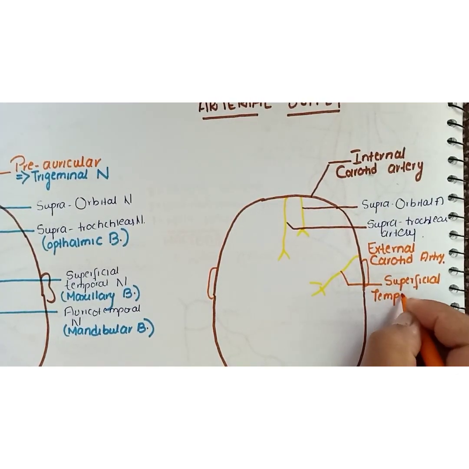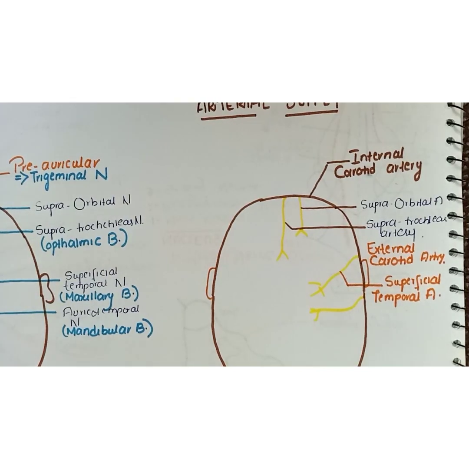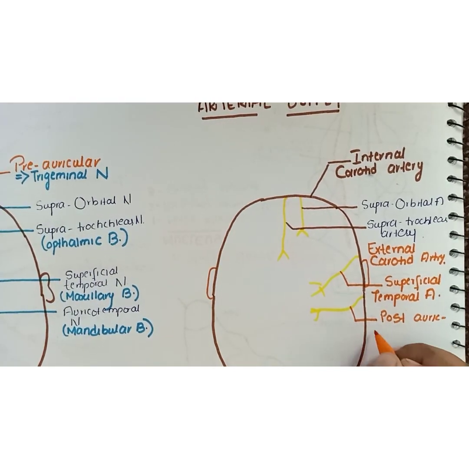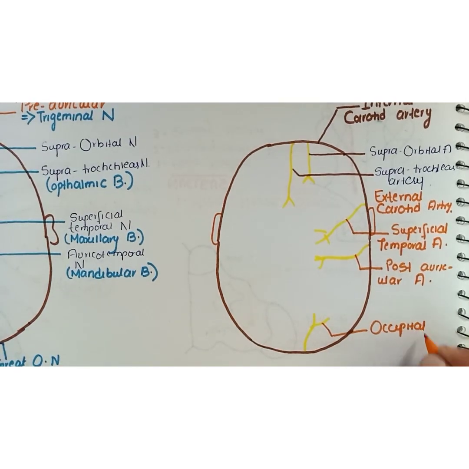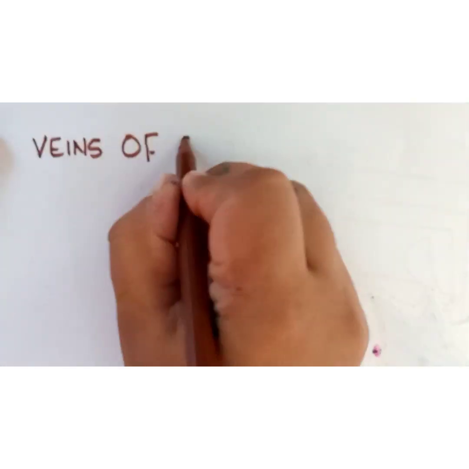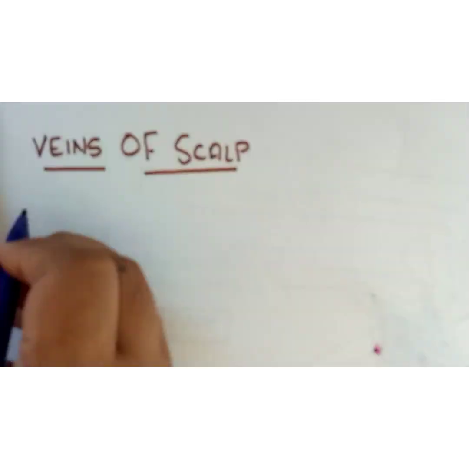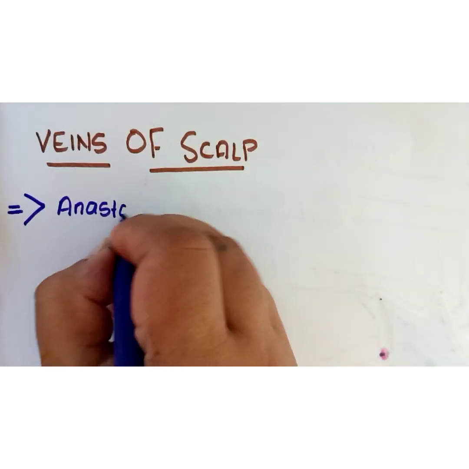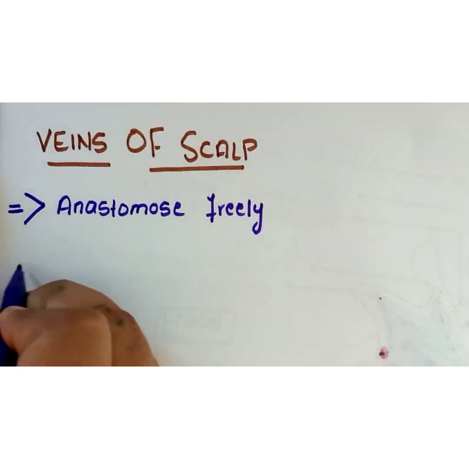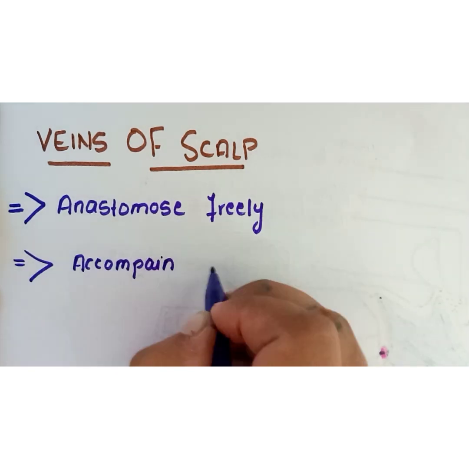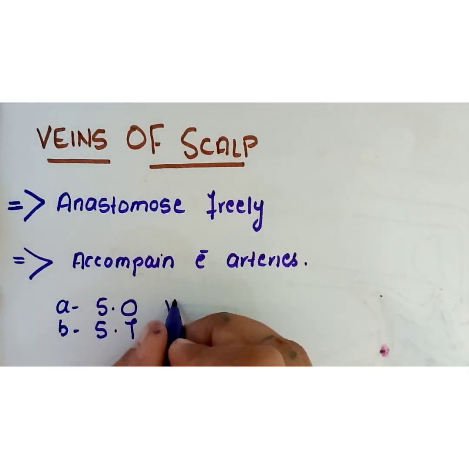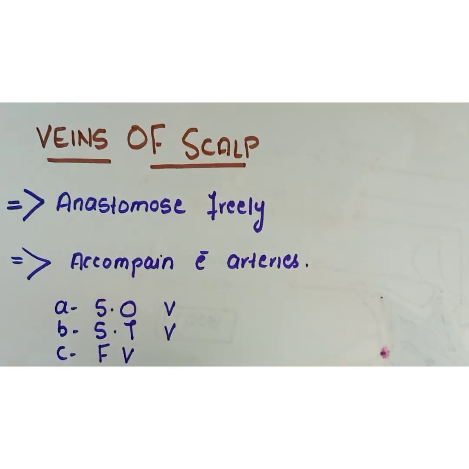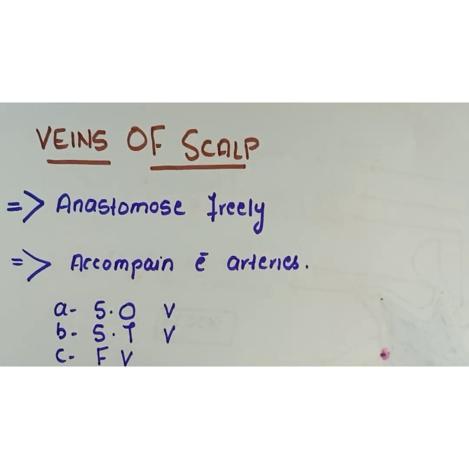The superficial temporal branch of external carotid artery, and the posterior auricular artery of the external carotid artery, and the final is the occipital artery. Now I will explain about the veins of the scalp, and like the arteries, they anastomose freely with each other, and the veins of the scalp accompany the arteries of the scalp, and these are the supraorbital, supratrochlear veins, facial veins, and the emissary veins, etc.